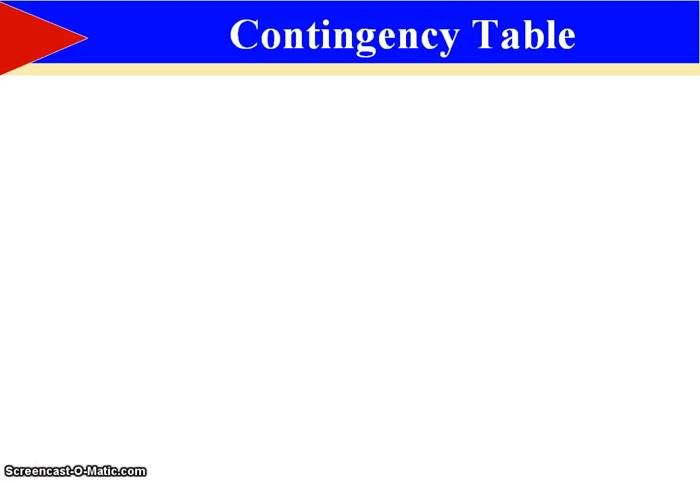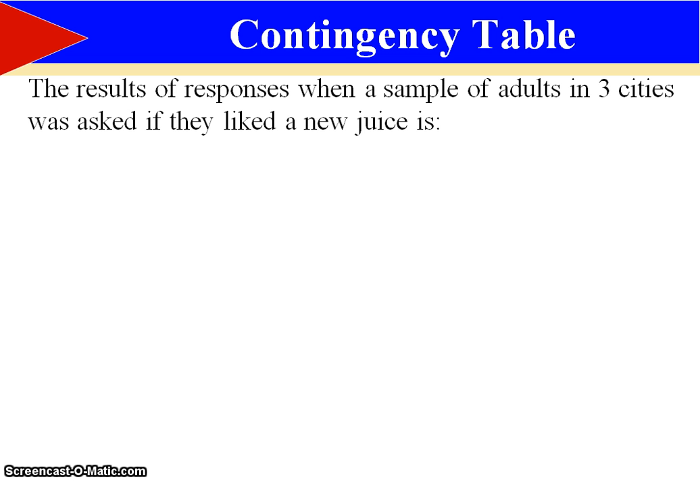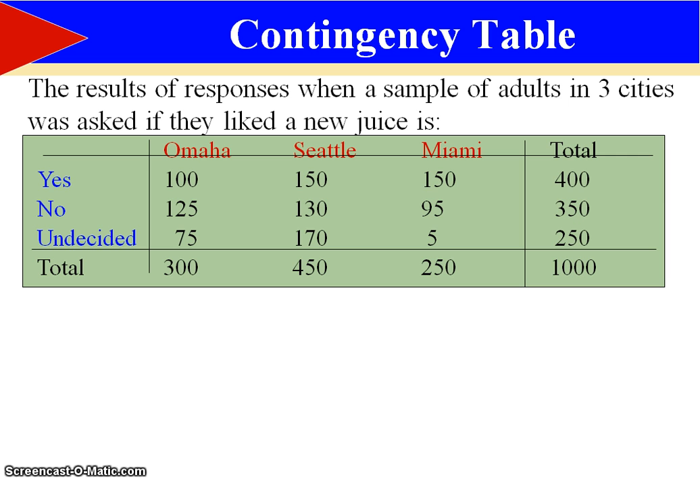Welcome to part 2. We're going to start off with contingency tables. Okay, so we took a sample. We asked a bunch of adults if they liked this new juice, and they were in 3 different cities and recorded the information in this table.